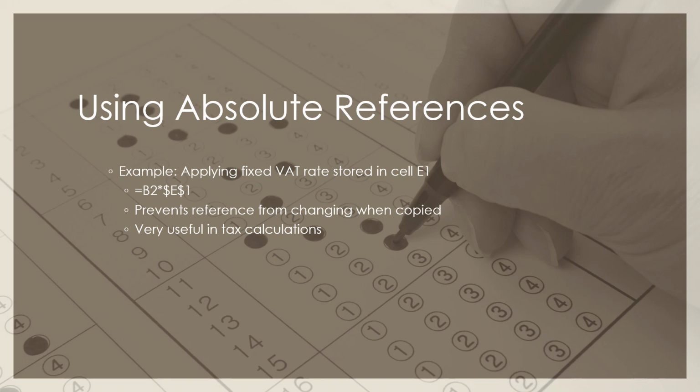E1. This is extremely useful in tax calculations, corporate tax rate applications, discount rates, and commission calculations. The formula bar helps confirm whether the reference is absolute or relative. If you forget the dollar signs, your calculations may change incorrectly when copied, leading to serious errors.